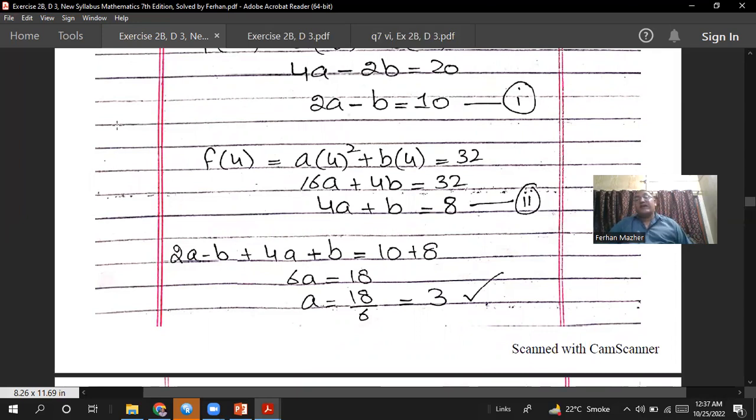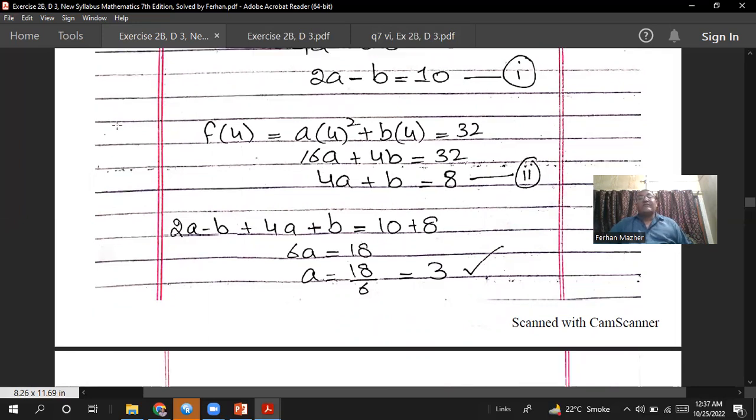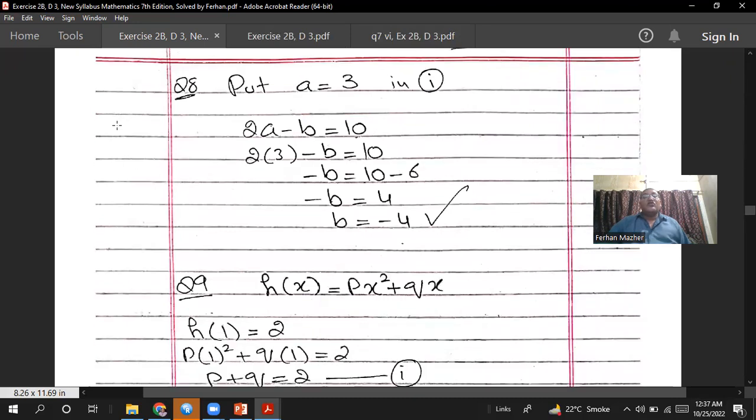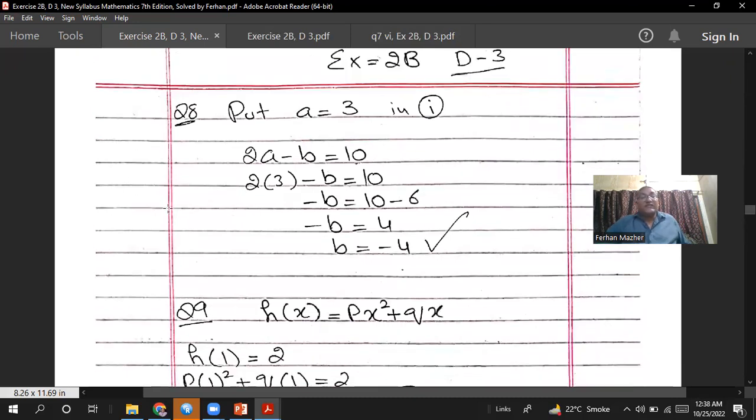So I can put a equals 3 in the first equation or in the second equation, and I can find the value of b very simply. So put a equals 3 in the first equation. So I will write 2a minus b equals 10. So 2 bracket 3 bracket close minus b equals 10.